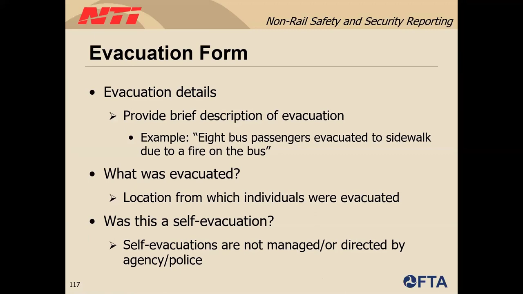In the evacuation details box that we just saw, you would include a brief description of the evacuation, including the cause. Again, use your location to indicate what was evacuated. Sometimes more than one thing is evacuated. So if it's a train or a revenue facility, think about what was evacuated first or where the cause was. Was the fire in the station or was the fire in the train? That will help you fill out that section of the form.